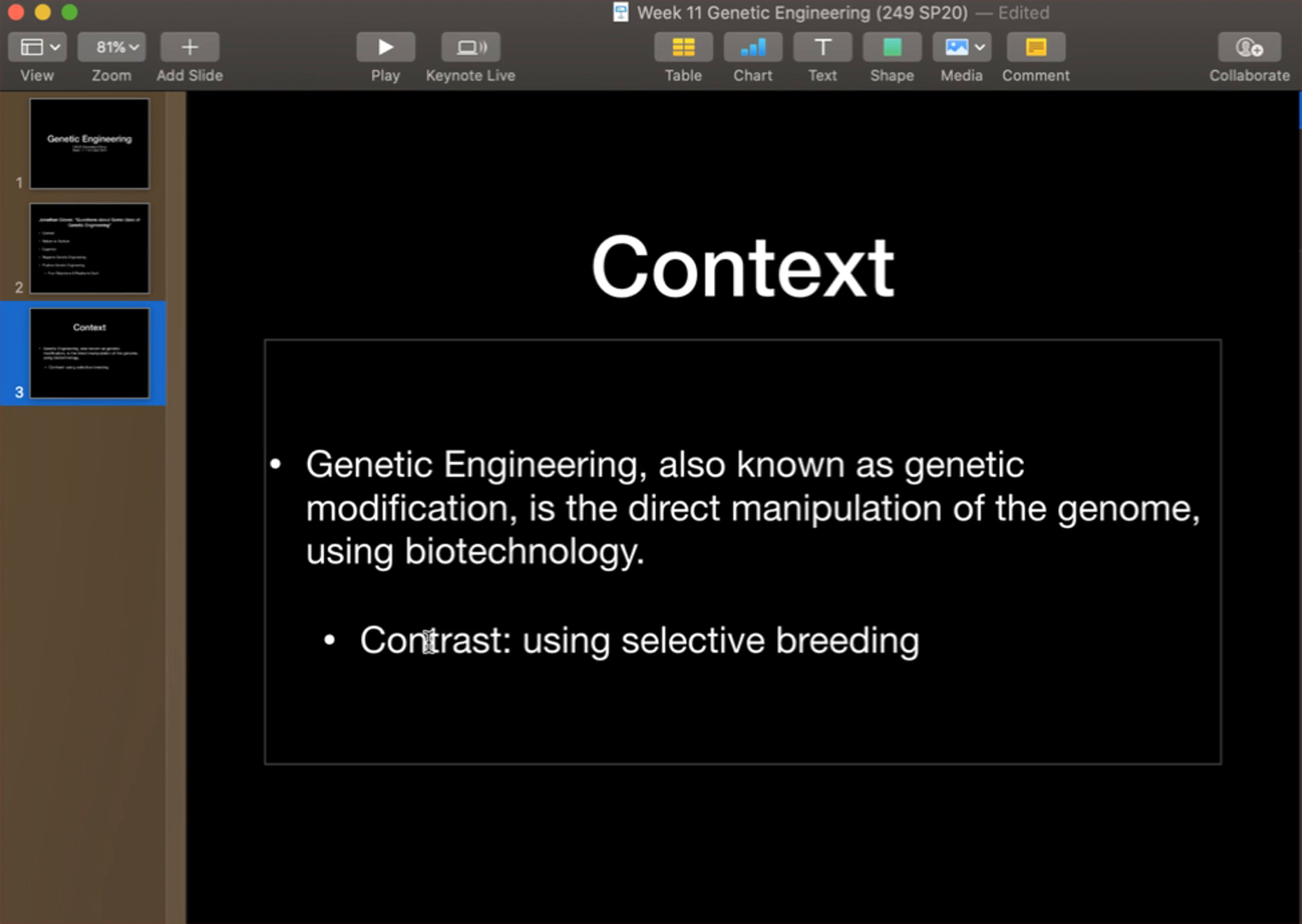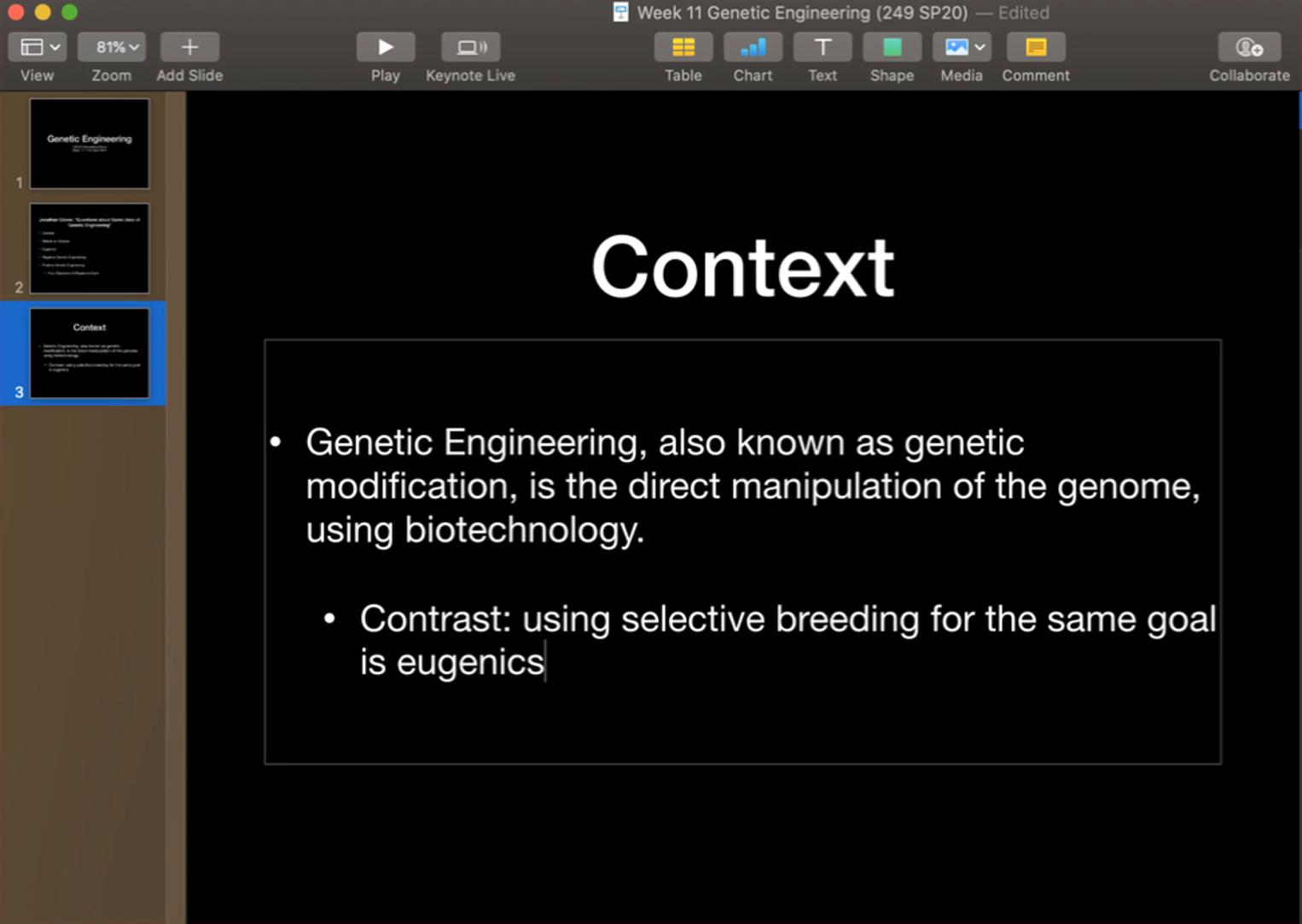Okay? When you breed selectively, only let some people have babies, prohibit other people from having babies, or it doesn't even have to be people. It could be dogs, it could be cows, it could be corn. If you use selective breeding, then that's not genetic engineering, that's called eugenics. Using selective breeding, I'll even emphasize, for the same goal is eugenics, which is different. It can have the same goal as genetic engineering, but it's a different technique, selective breeding.